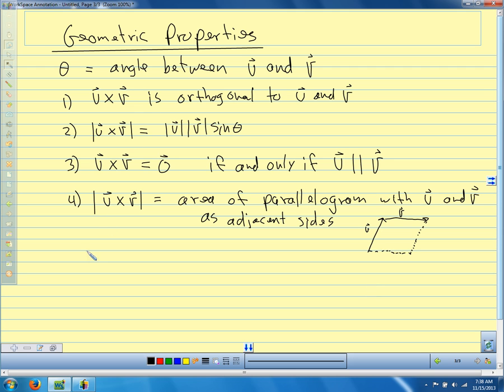And then our box product, or our scalar triple product, our geometric property, U dot V cross W is the volume of the parallelepiped, so a little prism shape, but it can be slanted.